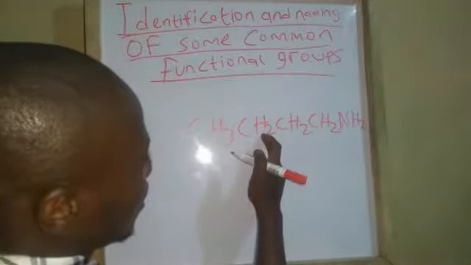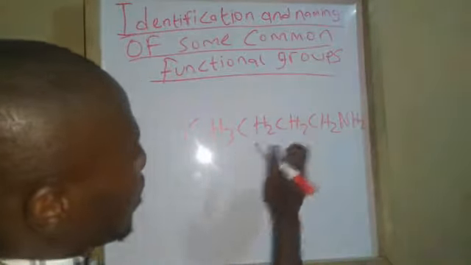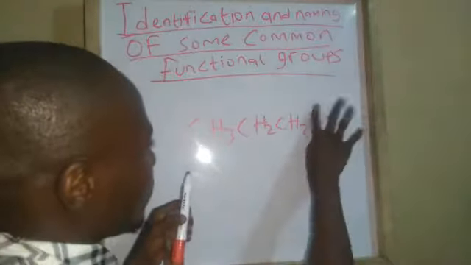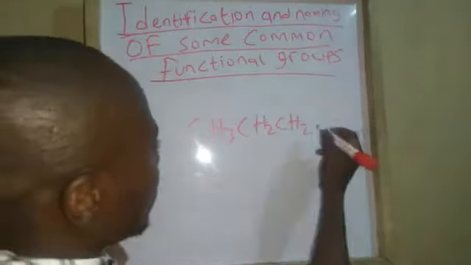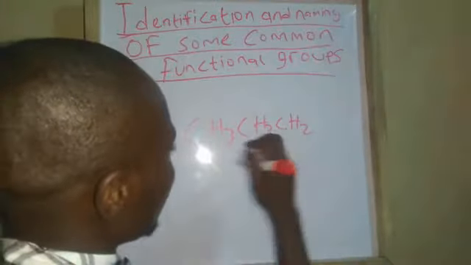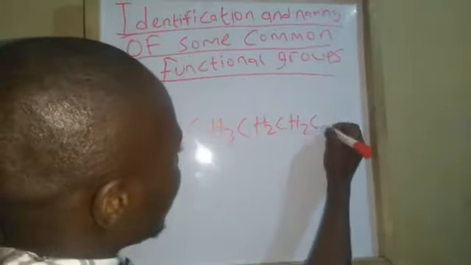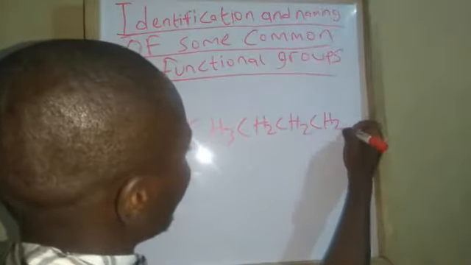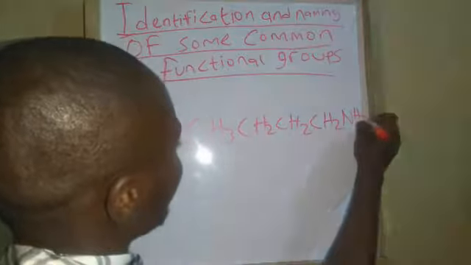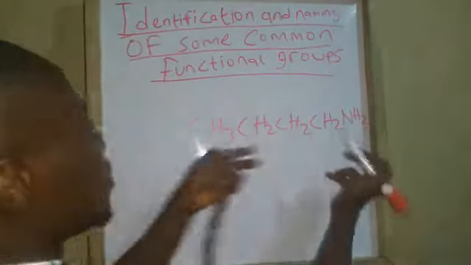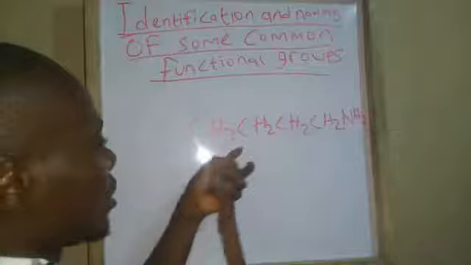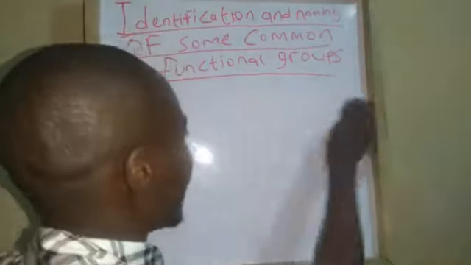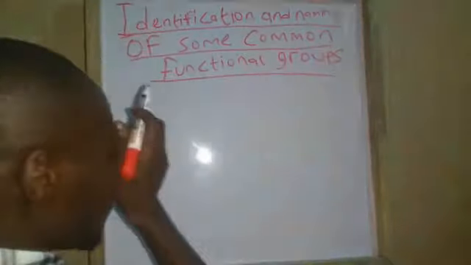1, 2, 3, 4. Okay, I've drawn this butanamide now. CH3 CH2 CH2 CH2, 1, 2, 3, 4. This is butyl NH2, so this is butanamide. Can you see butanamide? That's the R part. So now we've done that. Let me quickly show you something.